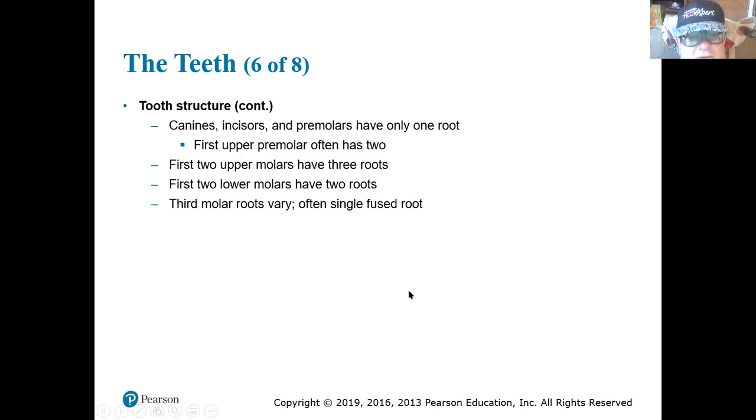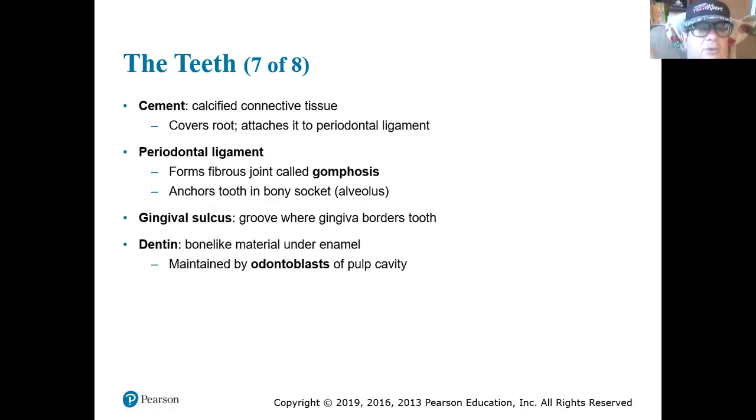Okay, moving on. All right, so cement is calcified connective tissue. It covers the root and is attached to the periodontal ligament. The periodontal ligament is what anchors the tooth into the socket. And it forms the fibrous joint they call a gomphosis. You'll probably remember that from sutures of the skull, actually. The gingival sulcus is the groove where the gingiva borders the tooth, where the gum borders the tooth.